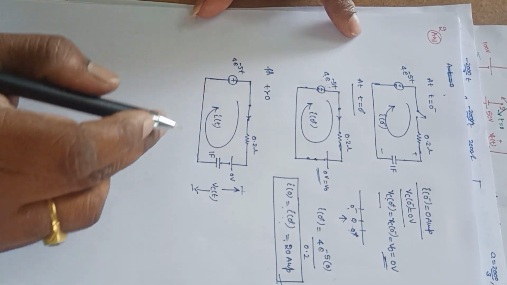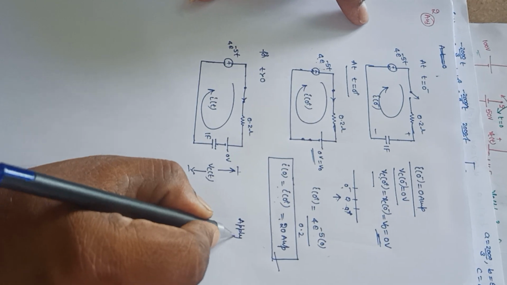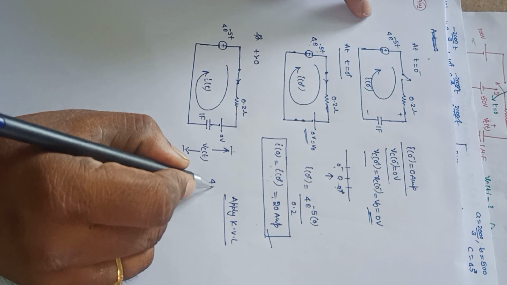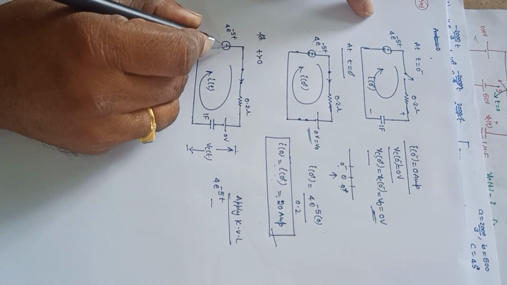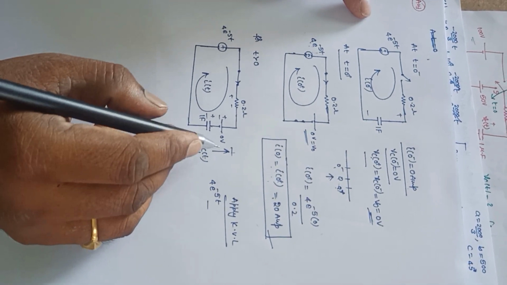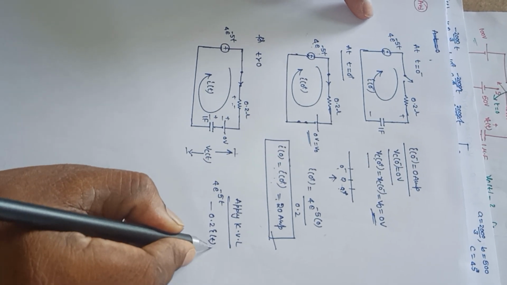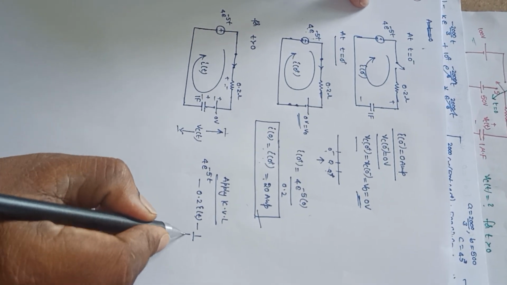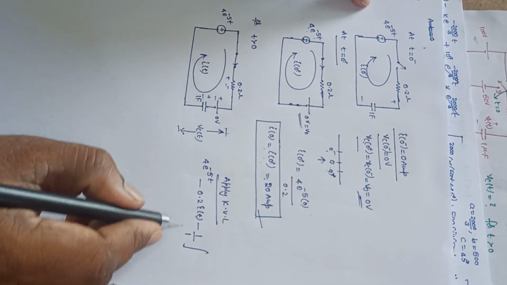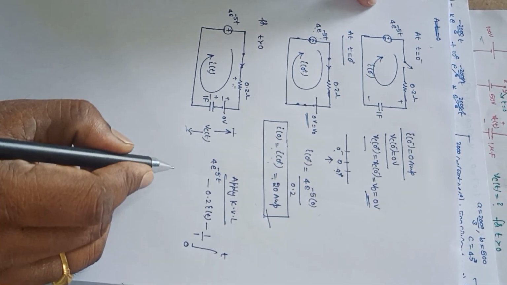Now apply KVL for this loop. We have 4 into e power minus 5t, then minus 0.2 into I of t, minus 1 by C, where C value is 1, times the integral. The initial voltage is 0 volts, so we need not consider that part, and the integral is from 0 to t.